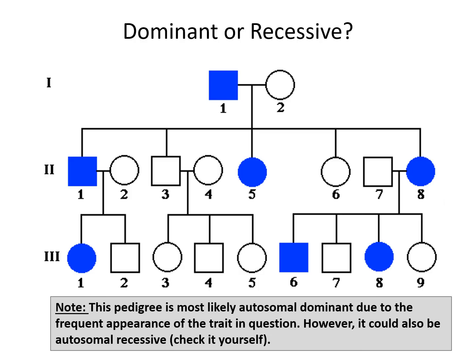So here's an example here. You can't always interpret them for sure, and I'll let you go through this and try it yourself if you want. But this is most likely an autosomal dominant situation because the trait pops up every single generation. Autosomal recessive traits are rarer. They don't pop up as often.